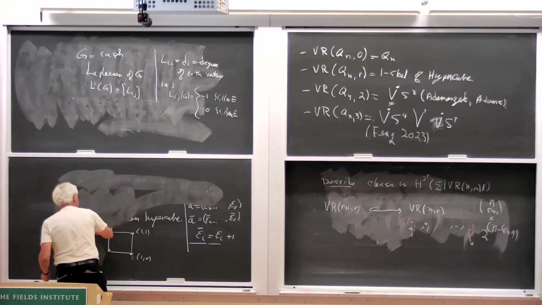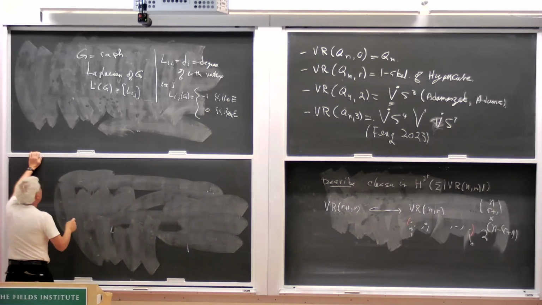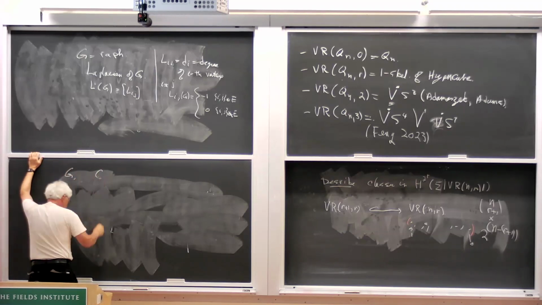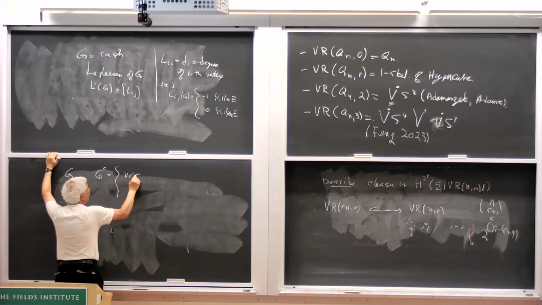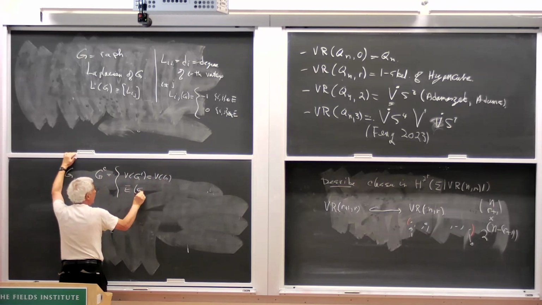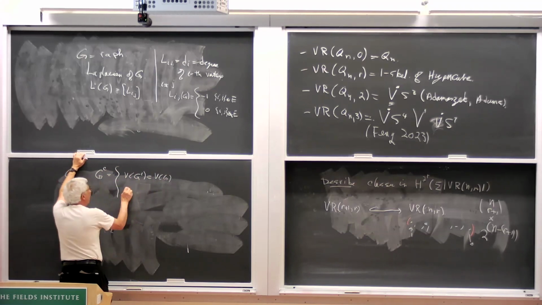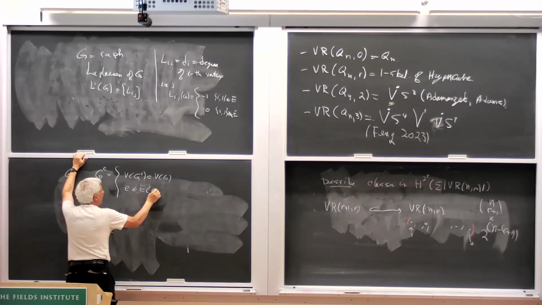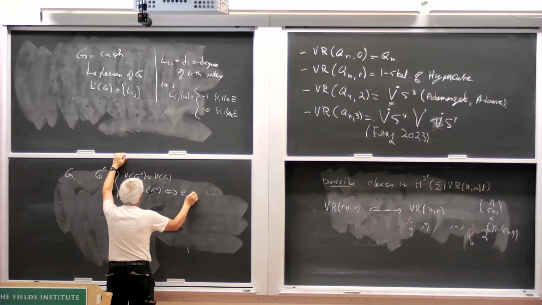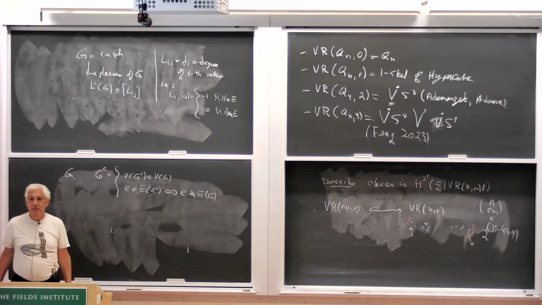Again, for a general graph, the complement of the graph has the vertex set equal to the original vertex set, and E is an edge of the complement precisely when E is not an edge of the original graph. It's cleverly called the complementary graph.